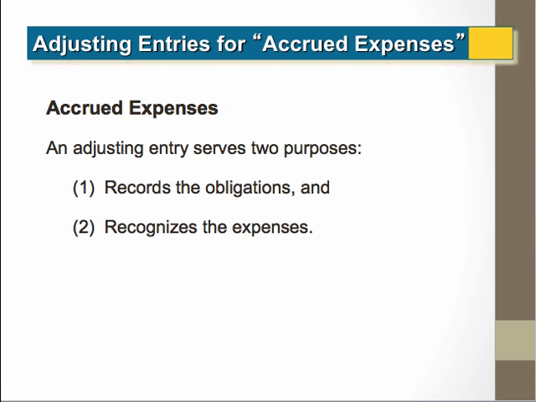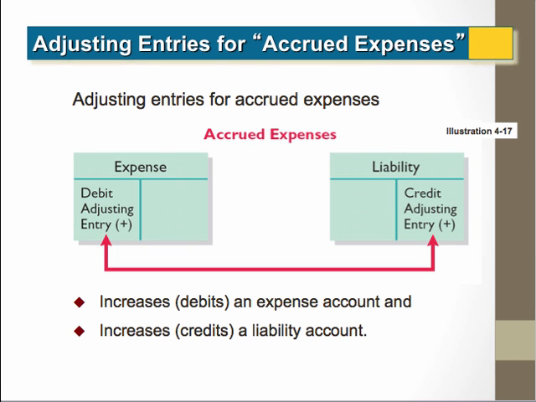So, an accrued expense serves the two purposes of: one, properly recording the obligation or liability, and two, recognizing the expense that has been incurred. So, from a T account perspective, we would want to make sure we increase the expense with a debit entry, and we have to increase the liability with a credit entry.